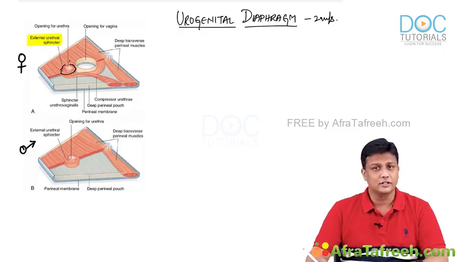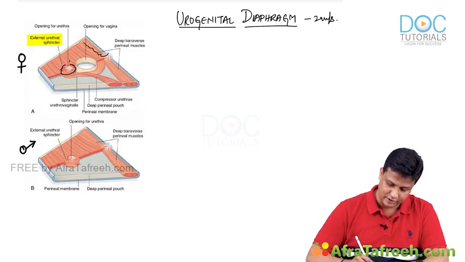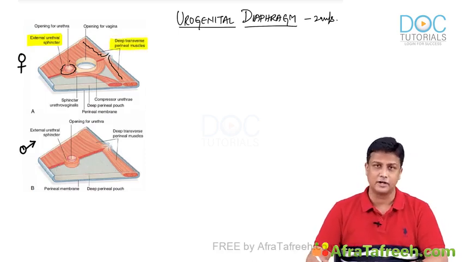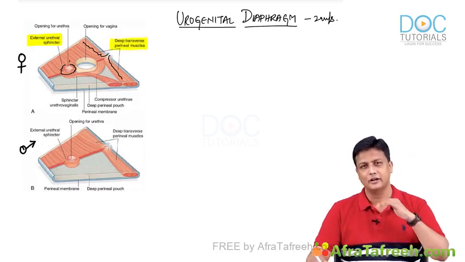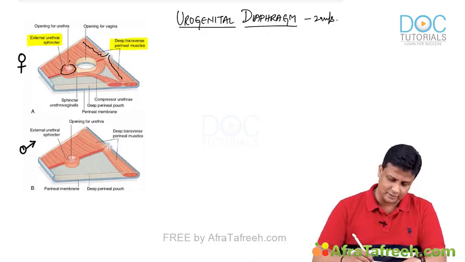External urethral sphincter muscle. And then one more, there is a muscle which is actually traveling transversely, and this one will be referred to as your deep transverse perineal muscle. Deep transverse perineal muscle. These two muscles are the ones contributing to the formation of the urogenital diaphragm. And exactly the same thing in the males also.